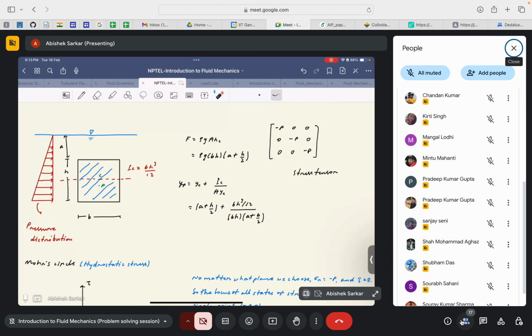And see, this pressure force is not determined by the center of pressure that comes into the picture, but rather by the center of gravity. Because center of pressure, or yp, is the point at which this force acts. So the magnitude of this force is governed by the center of gravity, but the point of application of this force is given by the center of pressure, yp. These are not to be confused with each other. This is something that you need to understand.